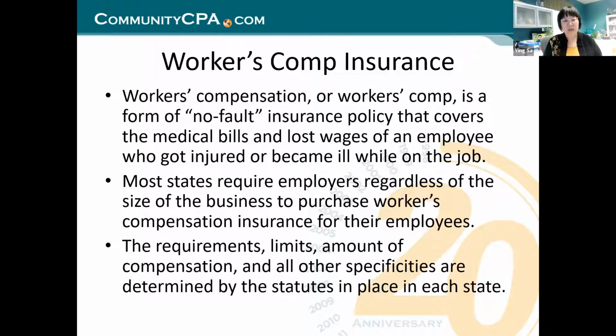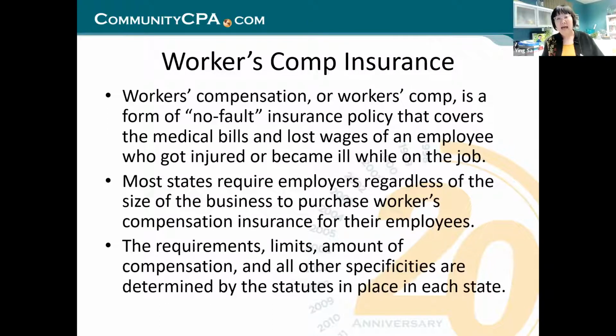Okay, now workers' comp insurance. Workers' compensation is a form of no-fault insurance policy. No-fault just means that it is not your worker's fault. It's not the employee's fault. If someone got injured, we cover. What they are covering is medical bills and lost wages of this employee. Most states require small business owners and large business owners, regardless of your size, to buy workers' comp insurance. You cannot operate without it. Just imagine that you can't walk on the street naked. When you are in business, you just have to buy workers' comp as part of your wardrobe.